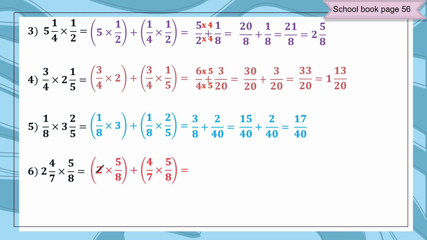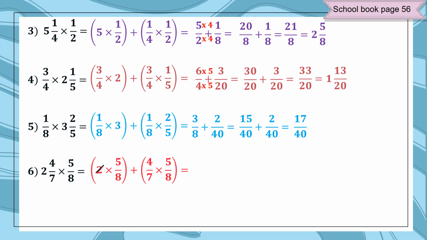So the first bracket I can simplify the whole, or 2, it means 2 over 1. So I can divide by 2. 2 divided by 2 equals 1 and 8 divided by 2 equals 4. So it will be 5 over 4.